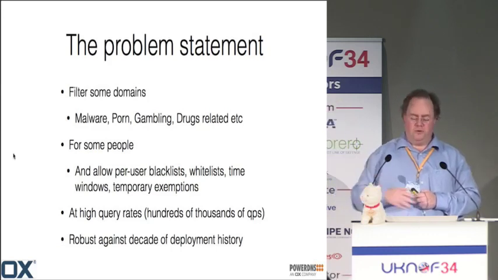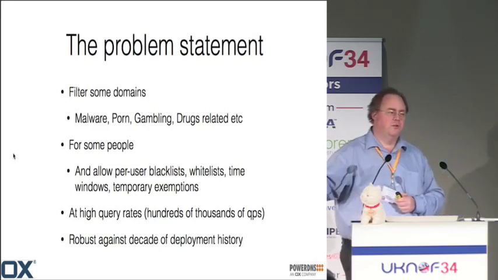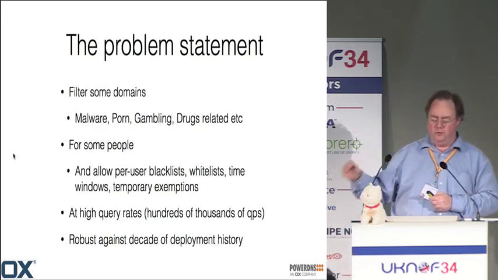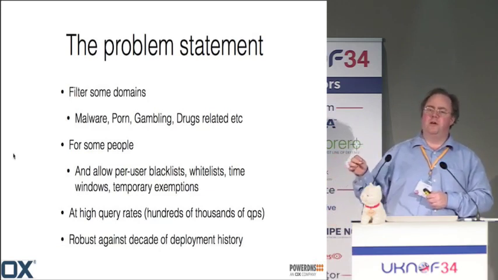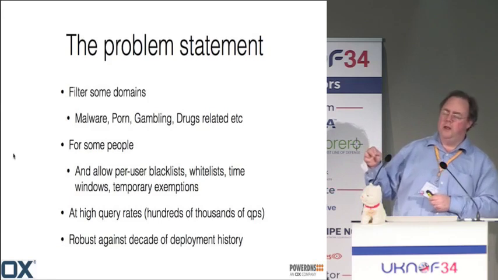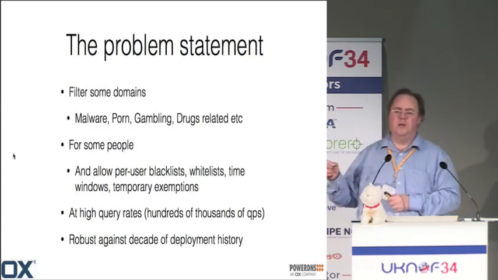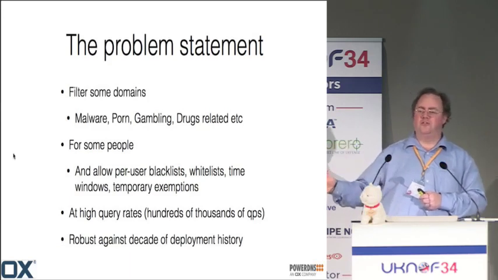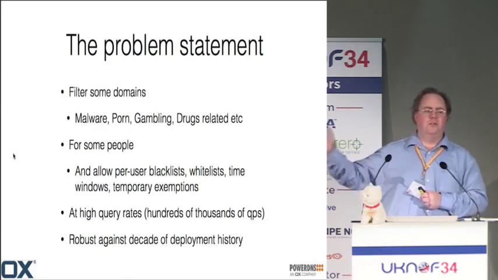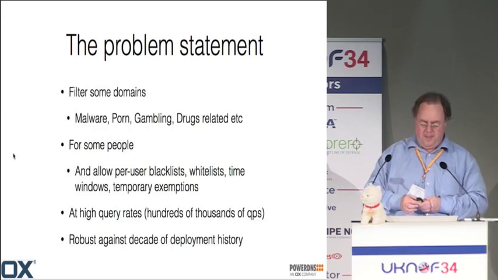Maybe 2 million queries per second of legitimate traffic. So that's not denial-of-service traffic, that's actual people wanting to use the internet. And you need to filter this at that speed and also be robust against what I kindly call a decade of deployment history, which means that people are still using the name server IP addresses from 5 acquisitions ago. This is the real world we live in.